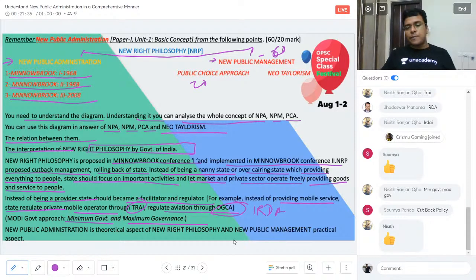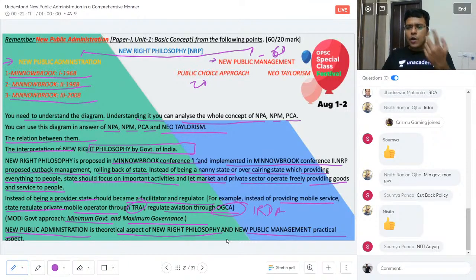So you can write this example while writing this question, that the current NDA government has adopted the new right philosophy through its approach of minimum government and maximum governance. Okay, new public administration is the theoretical aspect of new right philosophy, and NPM is the practical aspect of new right philosophy. I try to clear the concept of new right philosophy today. If you have any doubt, don't hesitate to ask.